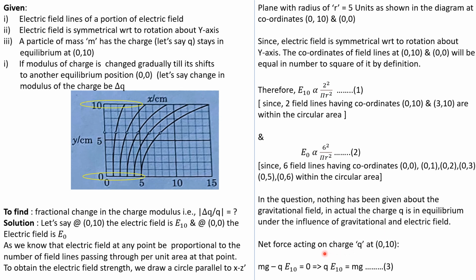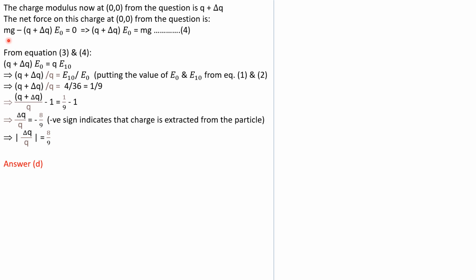Now we will write the equation of motion at 0, 10 and 0, 0. So at 0, 10, mg is acting downwards, q into electric field at 0, 10, that is E10, will be in this direction, and the net will be 0 because it is in equilibrium. So q E10 will be mg. So this is equation 3. Similarly, we will write at 0, 0 the net force on that charged particle. Now the charge has changed, so we have written q plus delta q. mg minus q plus delta q times electric field at 0, 0 is equal to 0. This is equation 4.